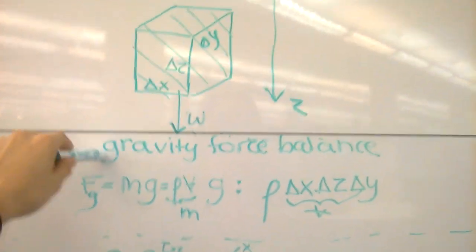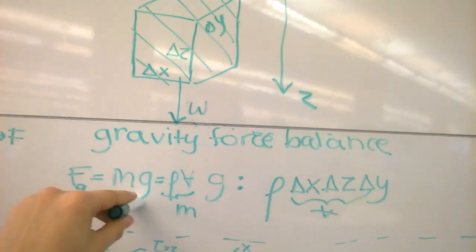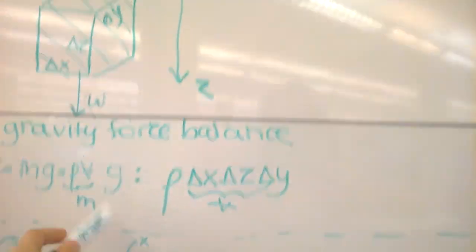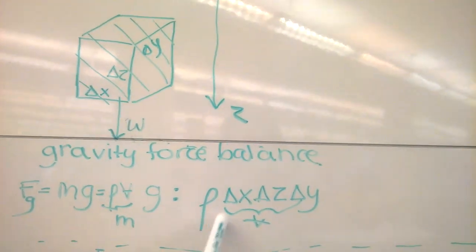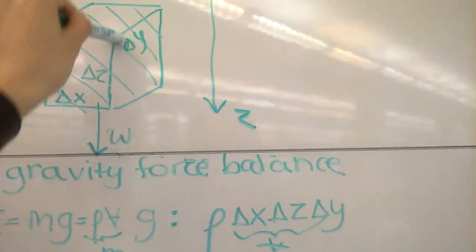And then for our last force balance, we have the gravity force. In this case, we know the definition F equals mg. You could get m by rho times volume, times gravity. We ended up with rho delta x, delta c, delta y, which you can see is the volume for a little cube.